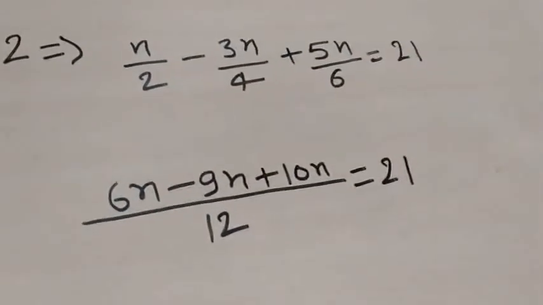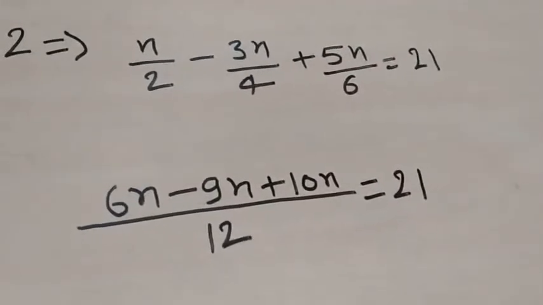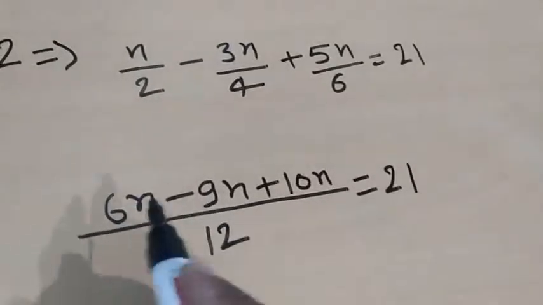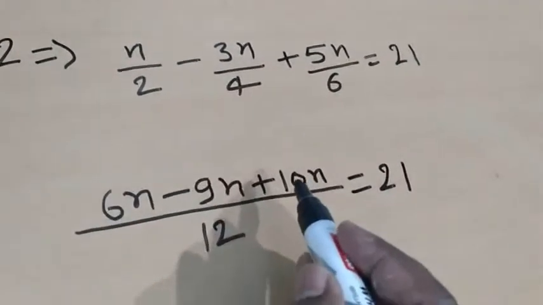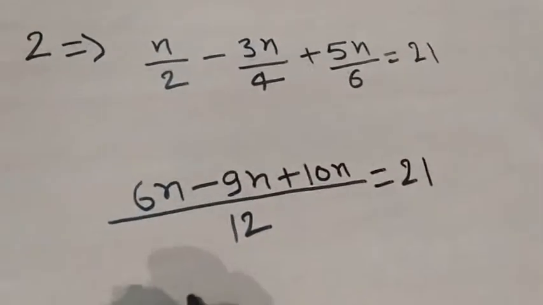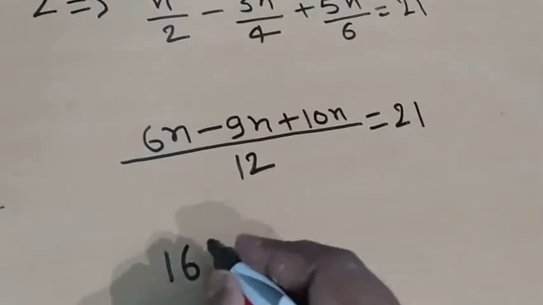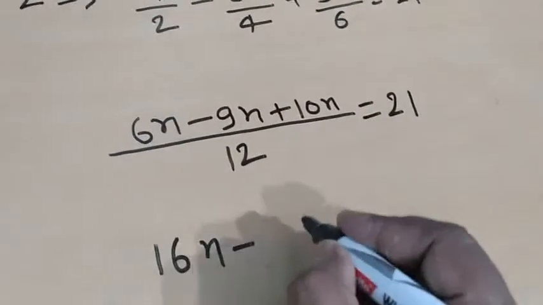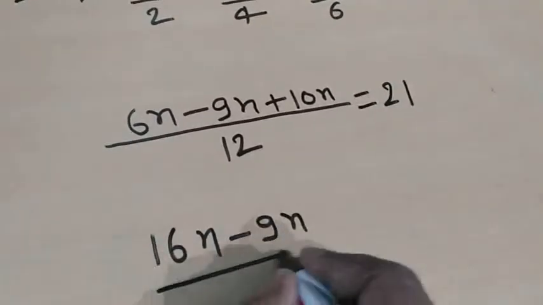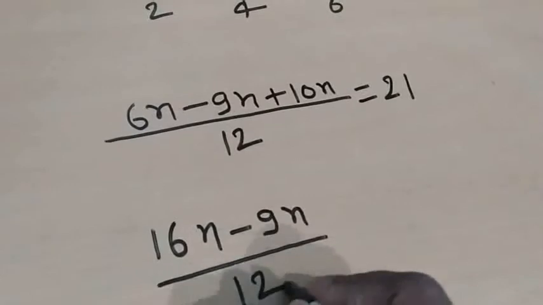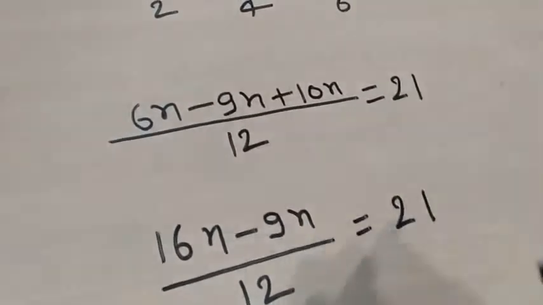So here 6 is positive and 10 is positive. It becomes 16. So it becomes 16n minus 9n by 12 is equal to 21. Clear?